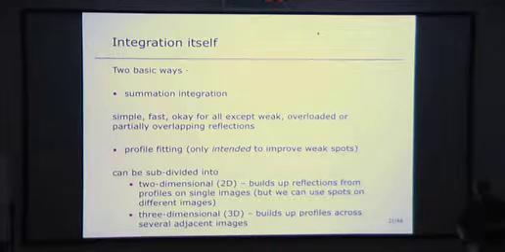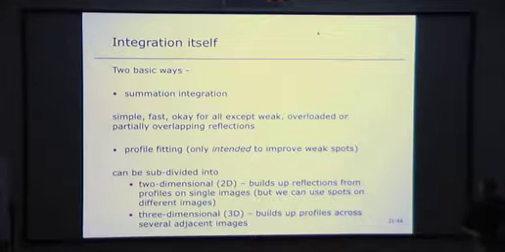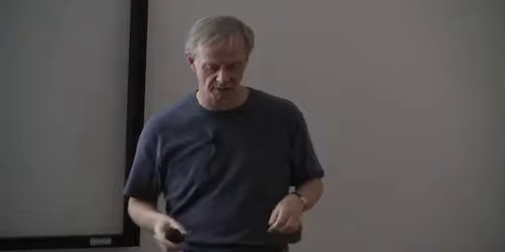We move on to integration. There are 2 basic ways you can do integration. Summation integration, which is very fast. All you're doing is counting up the pixels on the spot for each spot on the detector. Or profile fitting, where you try to fit some sort of model to the shape of the spots on the detector to try to improve their measurement somehow. And that's only actually intended to improve the measurement of weak spots, where the shoulders of the spot are sitting underneath the background on the detector.